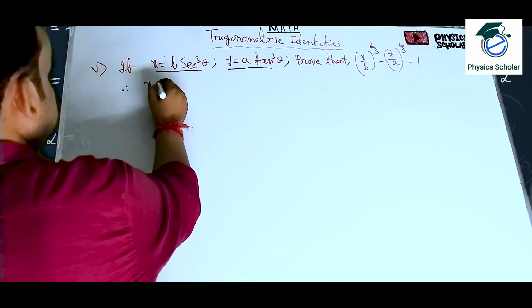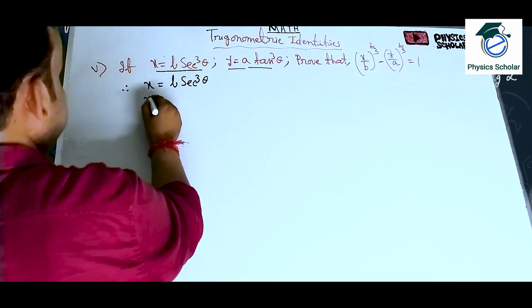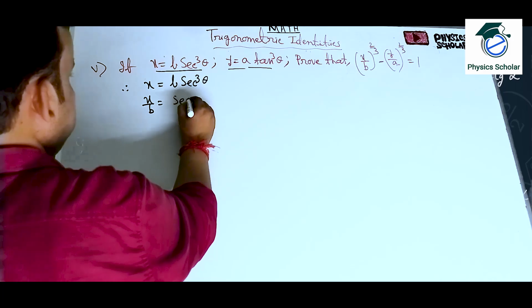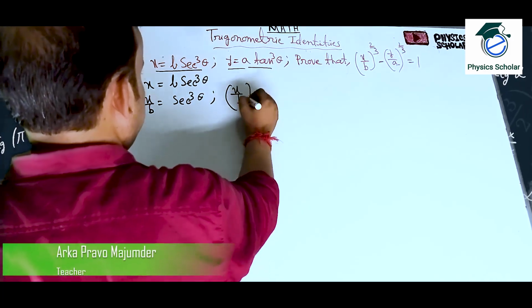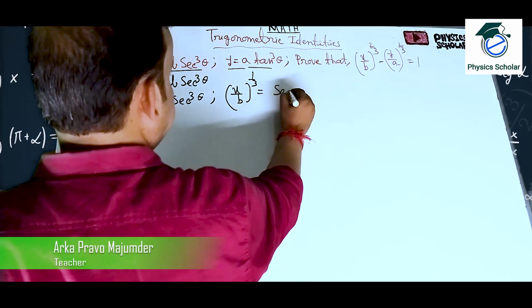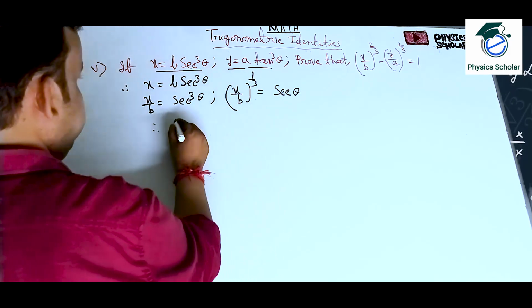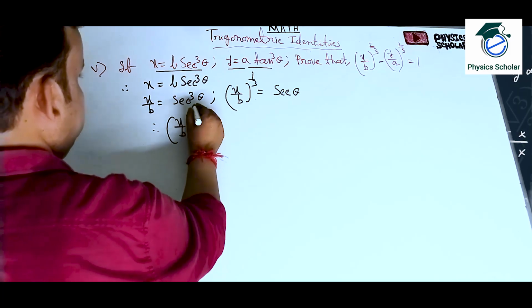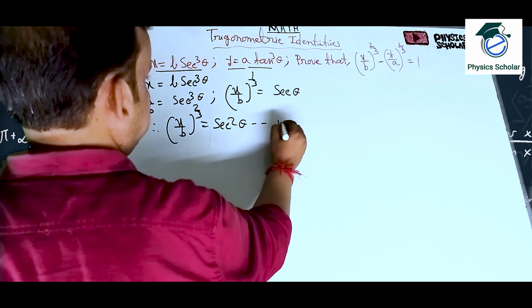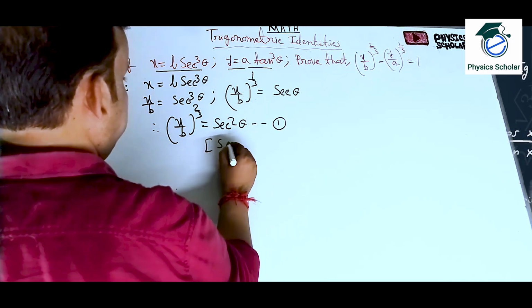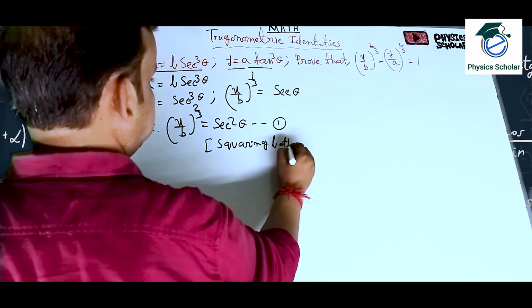So x is equal to what? B sec cube theta. So what you can write? X by b is equal to sec cube theta. So x by b whole to the power 1/3 is equal to what? Sec theta. Clear? Now squaring both the sides, what you can write? X by b whole to the power 2/3 is equal to sec square theta. Okay. So it is equation number 1. Here we can write squaring both sides.